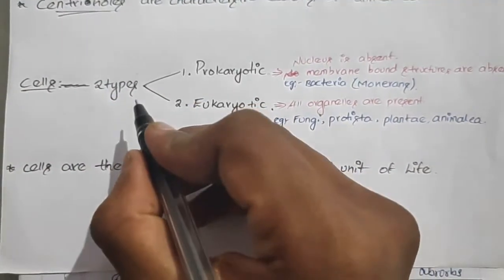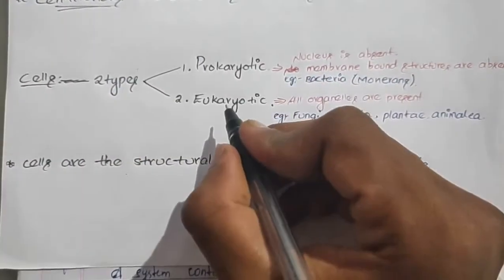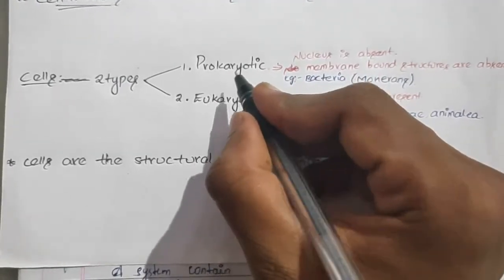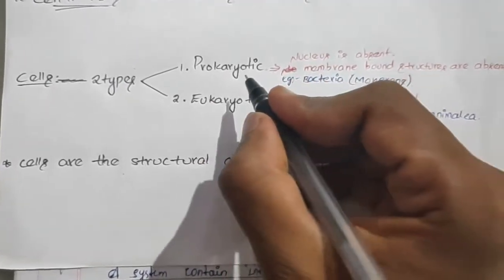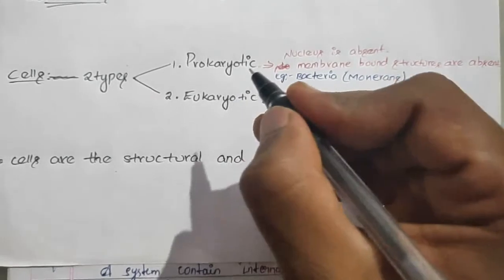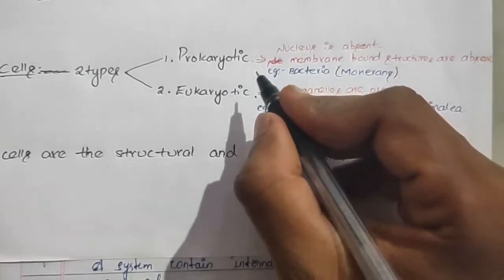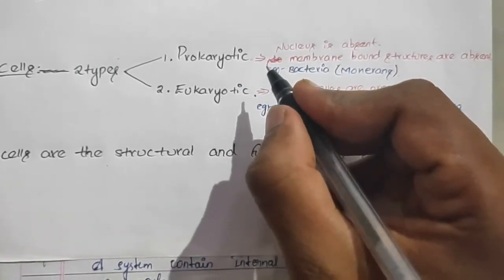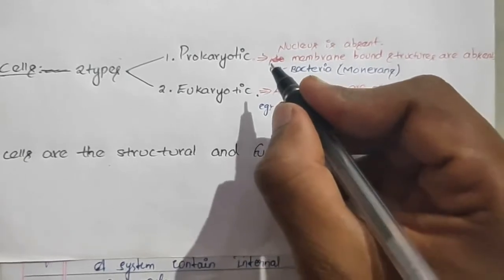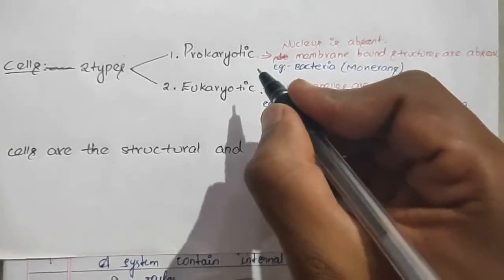Cells are mainly divided into two types, prokaryotic cells and eukaryotic cells. Pro means primitive, karyotic means nucleus. The prokaryotic cells won't have a nuclear membrane, and these prokaryotic cells won't have membrane-bound organelles. Membrane-bound organelles are absent in prokaryotic cells.